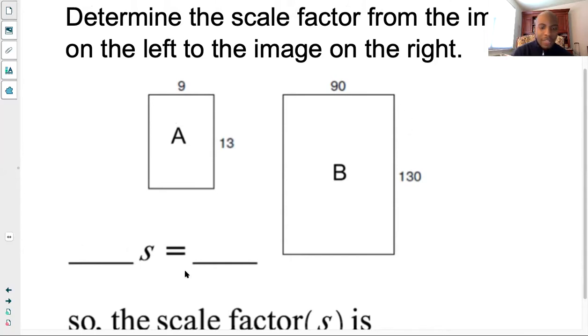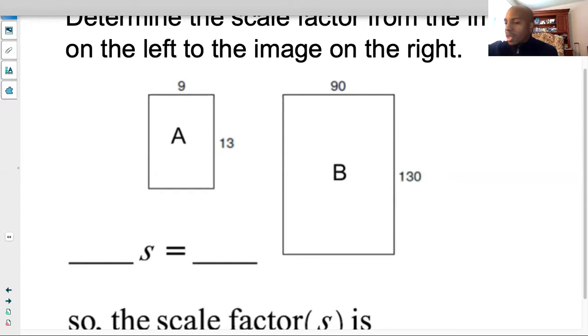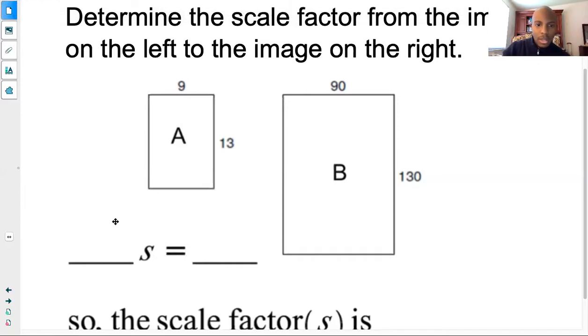This right here is kind of like a formula, right? This is really a number multiplied by the scale factor has to equal another number. So if I were to fill this in based on these two images, it would be 9 times S has to equal 90. Sorry, it kind of glitched on me a little bit. So 9 times S equals 90, which means we have to figure out what S is.